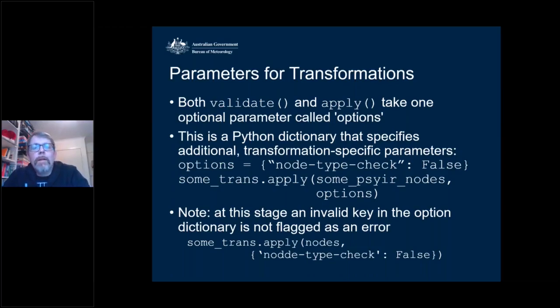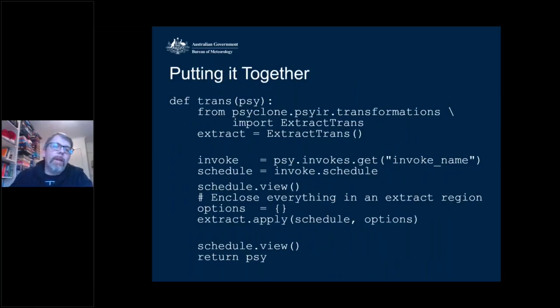Now, putting it all together, this is what a very simple transformation actually looks like. So again, the transformation script has a trans function, which takes a Psy object. We then import from the library the extract transformation as an example. I go into more details about this transformation later. I create the instance. I get the invoke that I want to work on, invoke with the name. Remember, invoke underscore is being added by PSyclone. The name is what you have specified. You take the schedule that you want to modify.